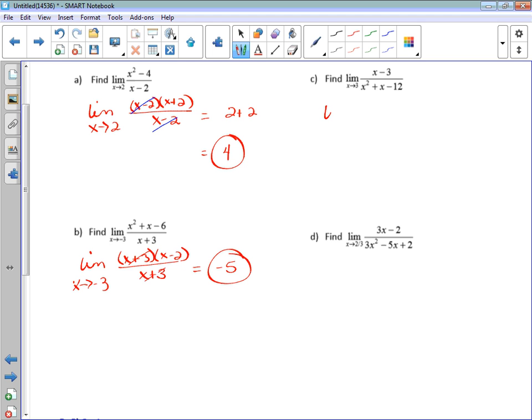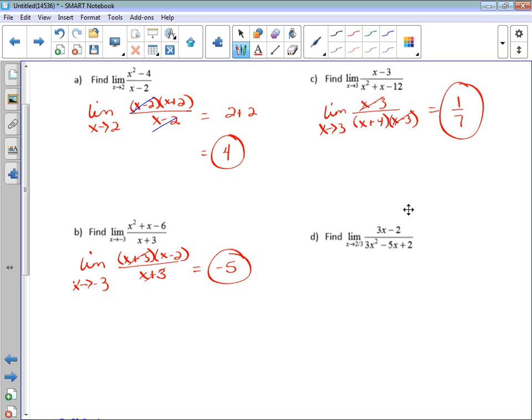Letter C. Limit as x approaches 3. X minus 3 over, what does this factor into? X minus 3's are gone. So what do you get when you plug in your 3? Good, 1/7. Don't forget the 1 stays at the numerator.